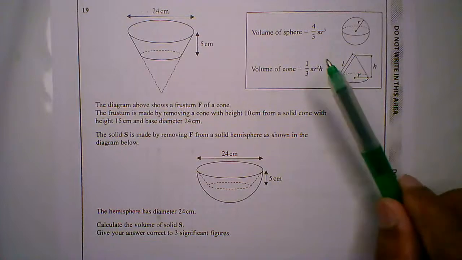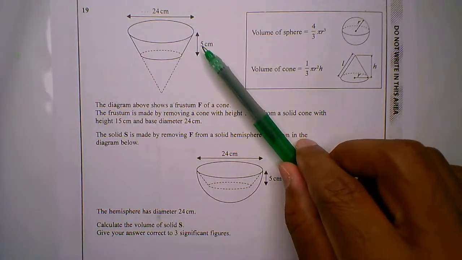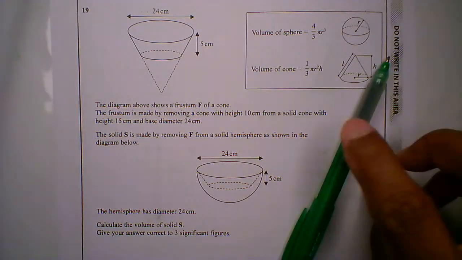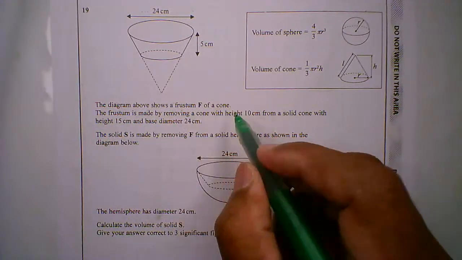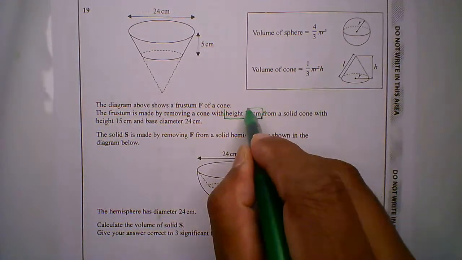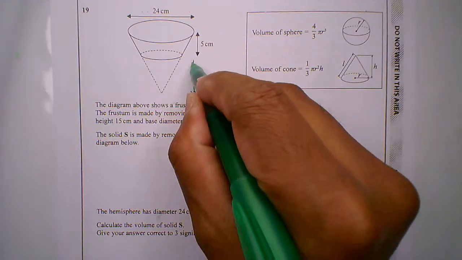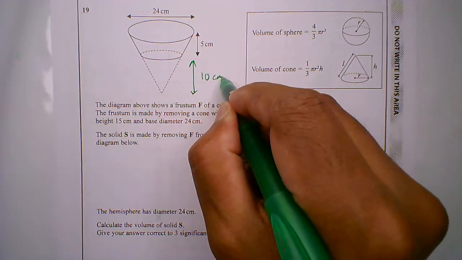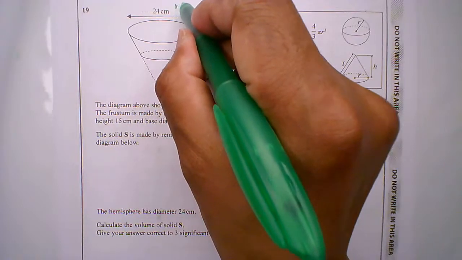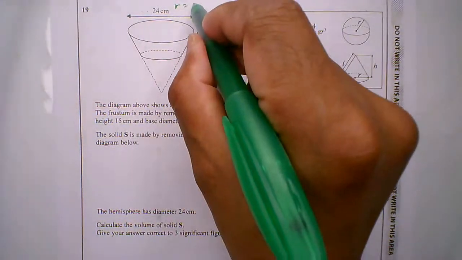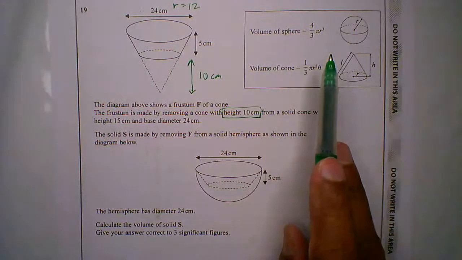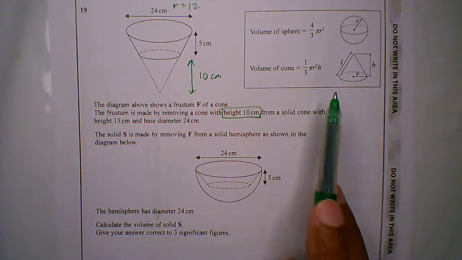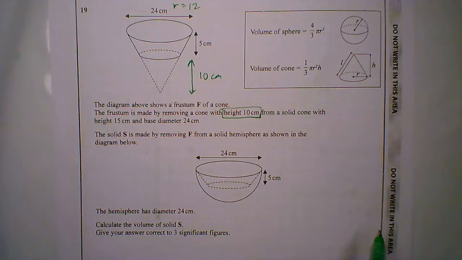You've got this cone here, you've got this diagram, it's saying 5 here, and also if you carry on reading, I didn't highlight, the frustum is made by removing a cone with height 10 centimeters. So this here is 10. Okay, what's the radius here? The radius here would be half of this, which is 12. So again, if you just use this information and applied it to this formula here, that's a method mark. So if you are someone who leaves this question blank, try that while I go through it.